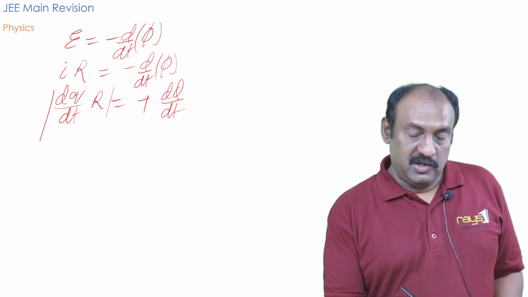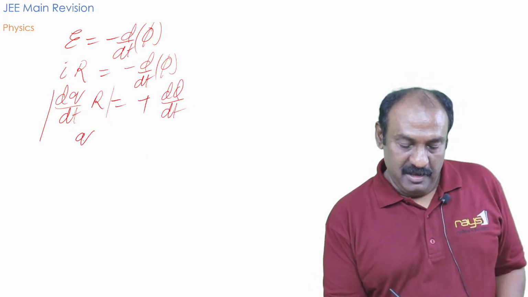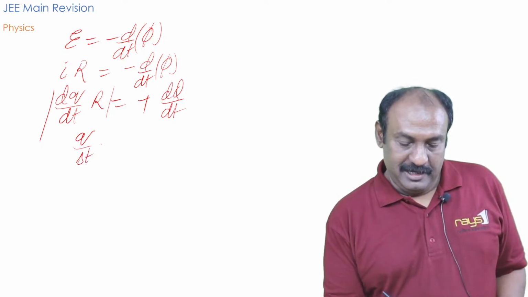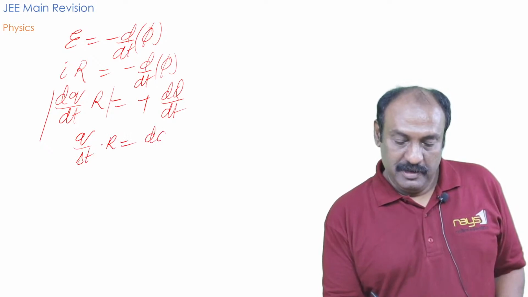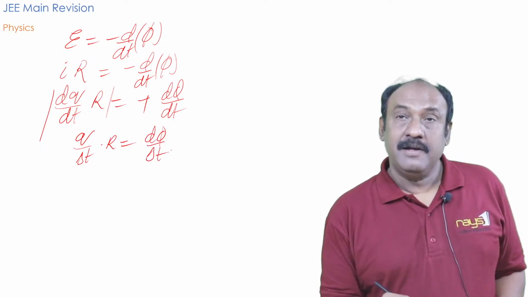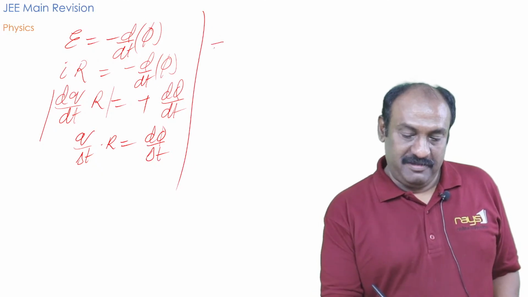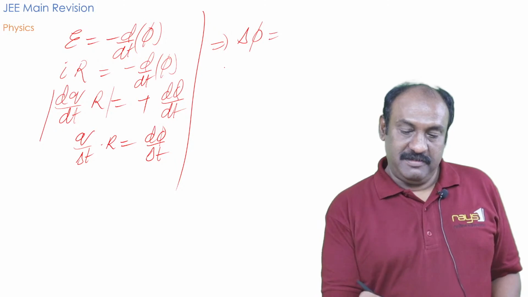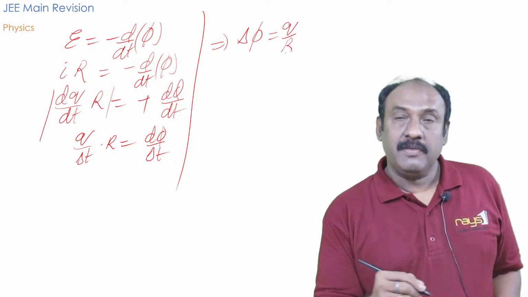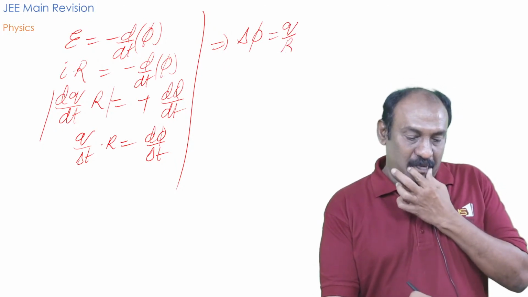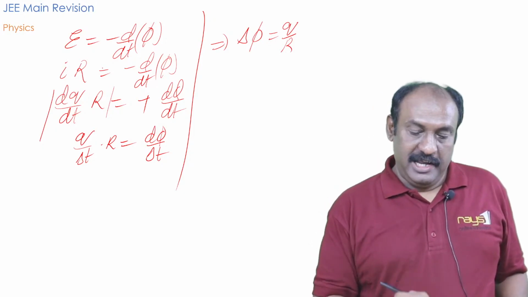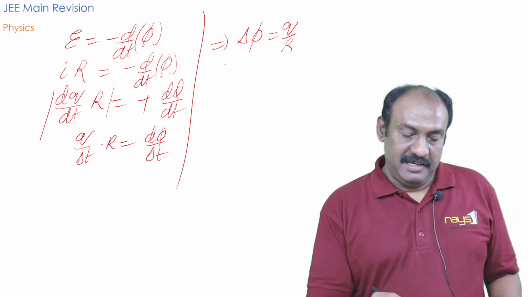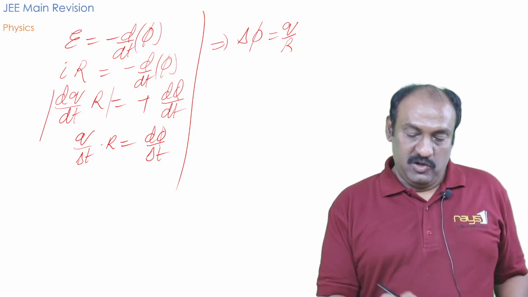So in place of dq I write the total charge flowing to the coil. Q by delta t into R is equal to d phi by delta t. Delta t gets cancelled. From this, the change in flux is equal to Q into R. See the data here: I equal to dq by dt, into R, equal to d phi by dt. So change in flux is equal to, dt gets cancelled, Q into R.